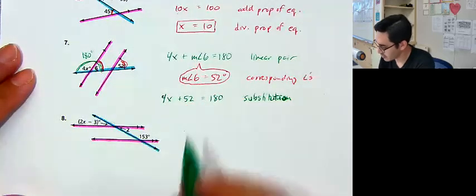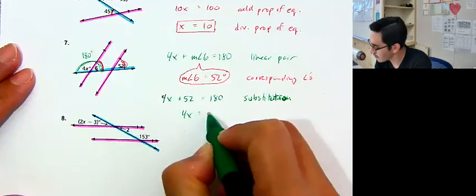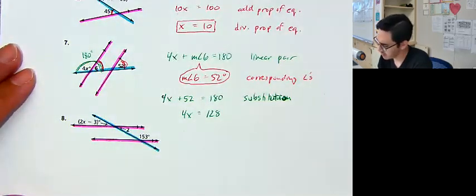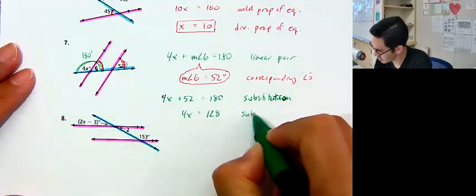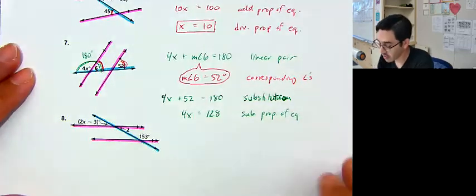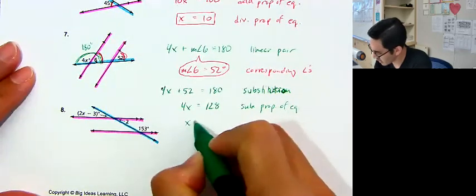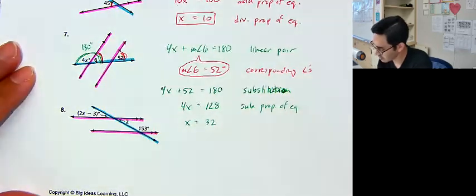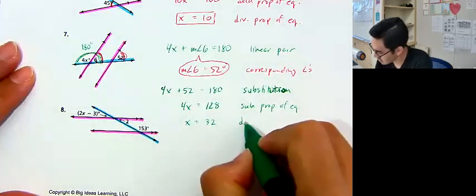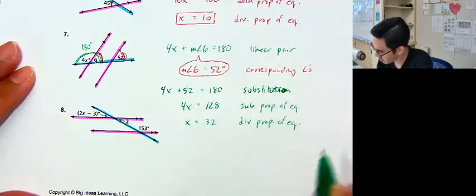Okay. And then now we're just going to use algebra. So subtract 52 from both sides. And we're going to get 4x equals 128, I believe. Okay, so that was the subtraction property of equality we did there. And then we're going to divide both sides by 4. And we're going to get x equals 32. All right, 4 goes into 12 3 times, 4 goes into 8 2 times. So then that was the division property of equality.